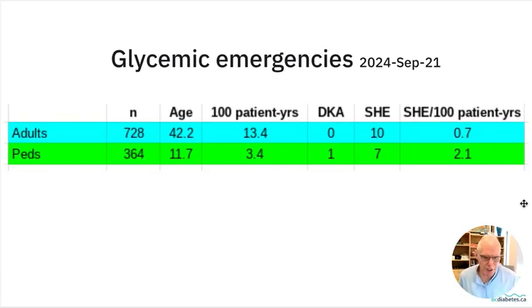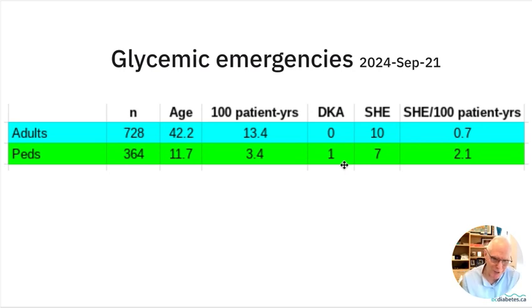How many glycemic emergencies have we had? We've had very few. Over a total of 1,340 patient years, we've had no DKAs and 10 severe lows in adults, and in children, 1 DKA and 7 severe lows.